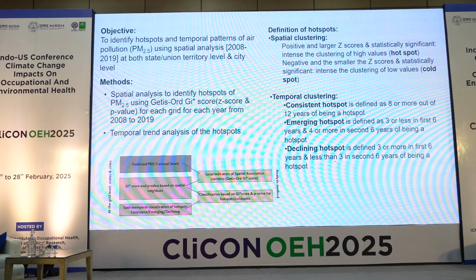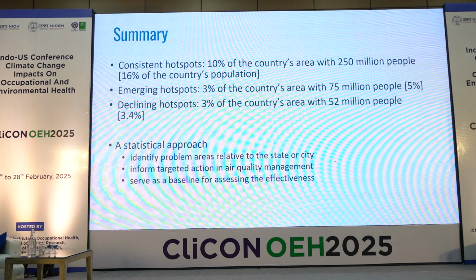So you would be very surprised, there are several areas in the country which are actually declining, and the reason we have to focus on them is also to learn what they did differently that we are seeing declining hotspots for air pollution. So consistent hotspot, 10% of the country's area with around 250 million people have a consistent hotspot of high levels of pollution. In terms of the emerging hotspot, 3% of the country's area with 75 million people have an emerging hotspot, and 3% of the country's area with 52 million people are showing a declining trend.